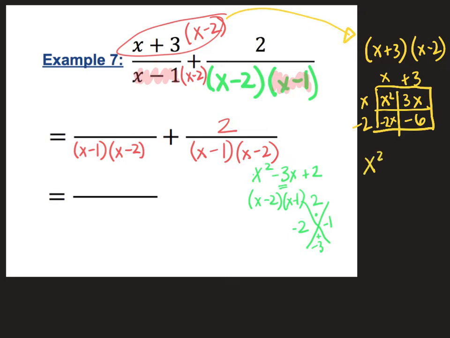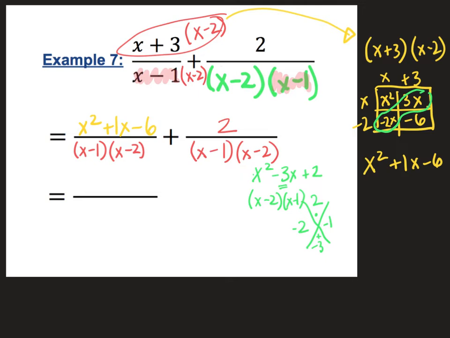We have x squared, and then notice I have 3x minus 2x. So 3 minus 2 gives me 1, so we have positive 1x, and then minus 6. This is going to be the numerator for the first part of my fraction. So we're going to go ahead and put it here. x squared plus 1x minus 6.